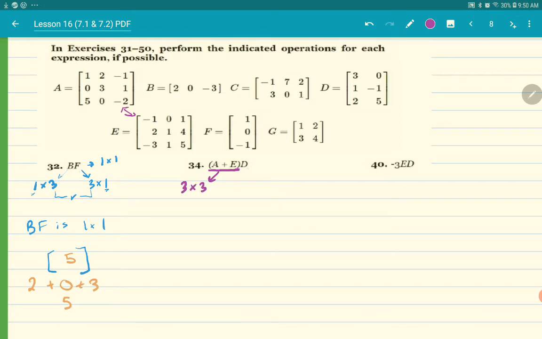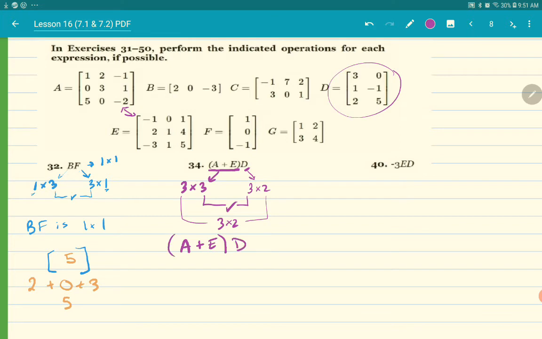And D is a 3 by 2. So I check my inside values, and yep, those are the same. That means this product exists. And my result will be a 3 by 2. That'll be my product. Okay, so start with my parentheses. It's taught as the order of operations, so I do parentheses first. So I'm going to do A plus E first, and then I'll multiply that by D.